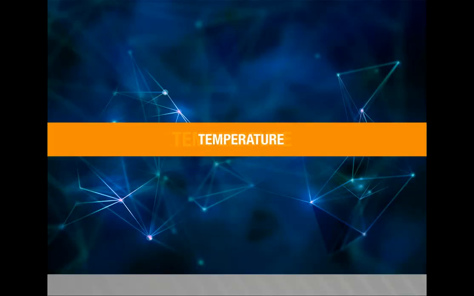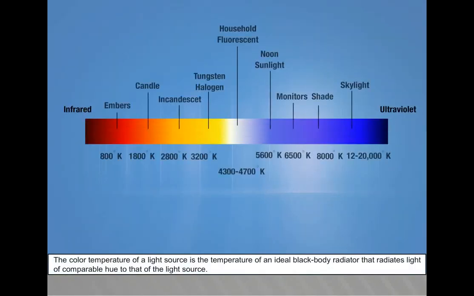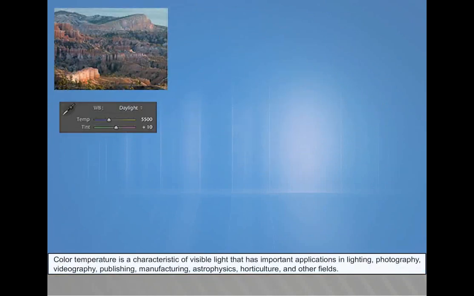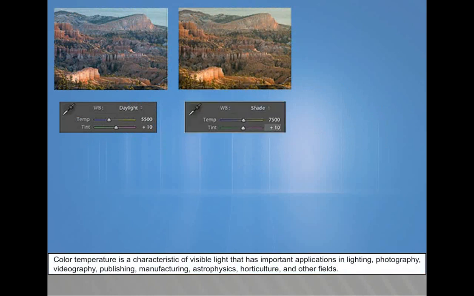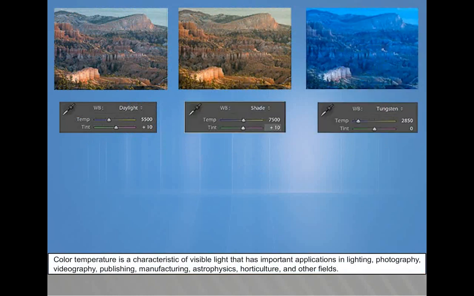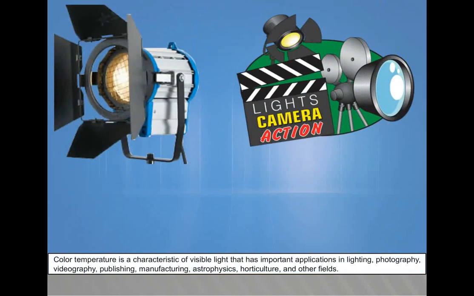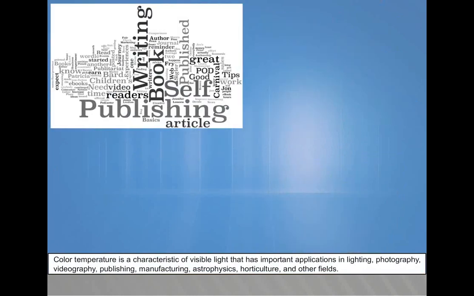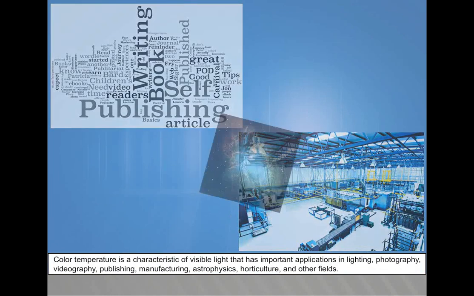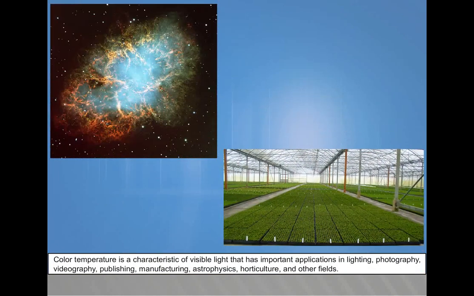Temperature. In this video, we are going to see about temperature. The color temperature of a light source is the temperature of an ideal blackbody radiator that radiates light of comparable hue to that of the light source. Color temperature is a characteristic of visible light that has important applications in lighting, photography, videography, publishing, manufacturing, astrophysics, horticulture, and other fields.